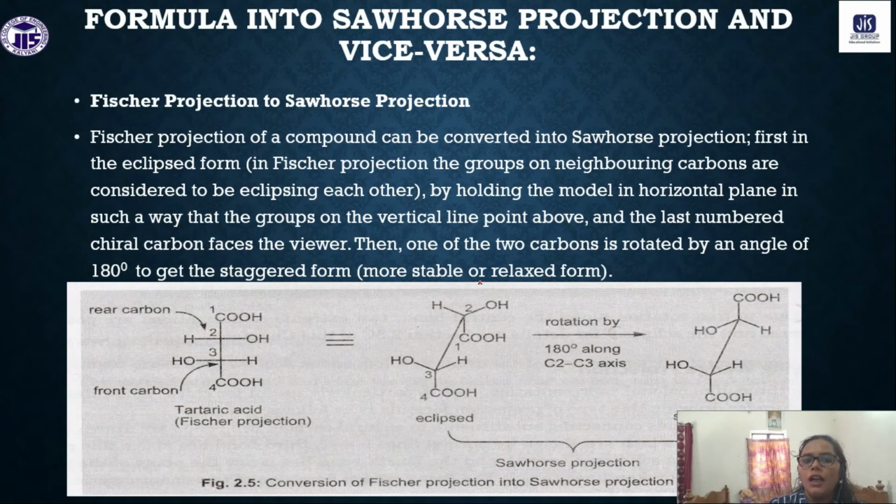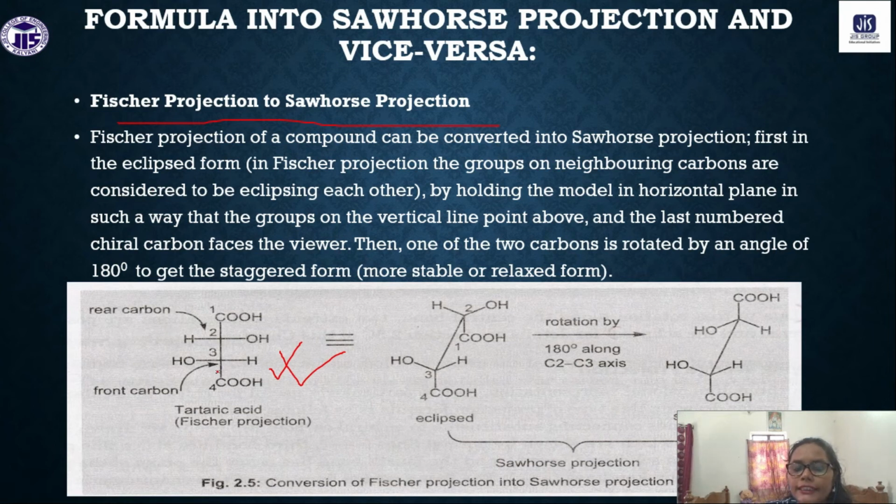Now we will see how we can convert from one projection to another projection, right? Fischer projection to Sawhorse projection. We want to convert a Fischer projection molecule to the Sawhorse projection. How we can do this? This is a Fischer projection molecule, right? So in the same line, COH, C2, C1 or C2 carbon or C3 carbon, and this is the C4 carbon. Okay, there are 4 carbons in the same line, right?